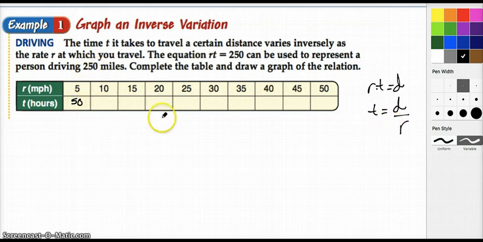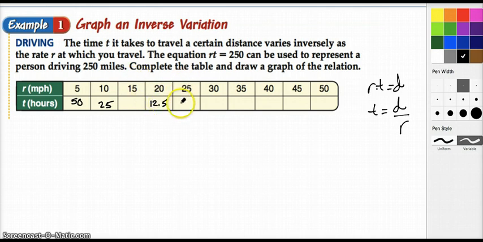Divide 250 by the rate, which is 10, we get 25. Divide 250 by the rate, which is 15, and we're going to get a number that I'm not going to think of right now. Let me do the easier ones, then I'll come back. Divide 250 by 20, you're going to get 12.5.